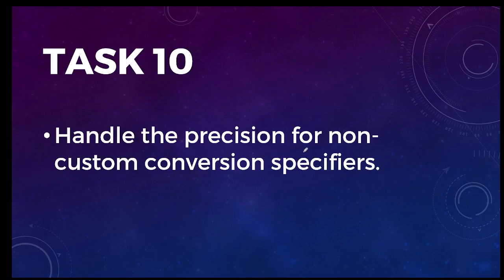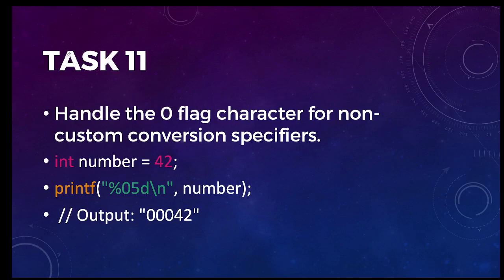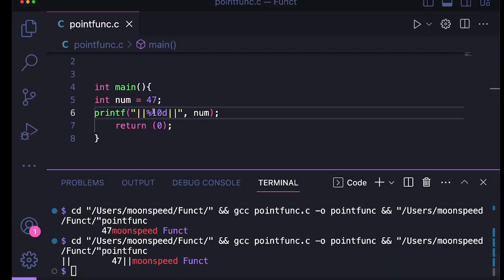the precision as a decimal figure. So if you add 0.2, then you get 2 decimal places. Task 11 says to handle the zero flag character for non-custom conversion specifiers, and that is also very simple and straight to the point.